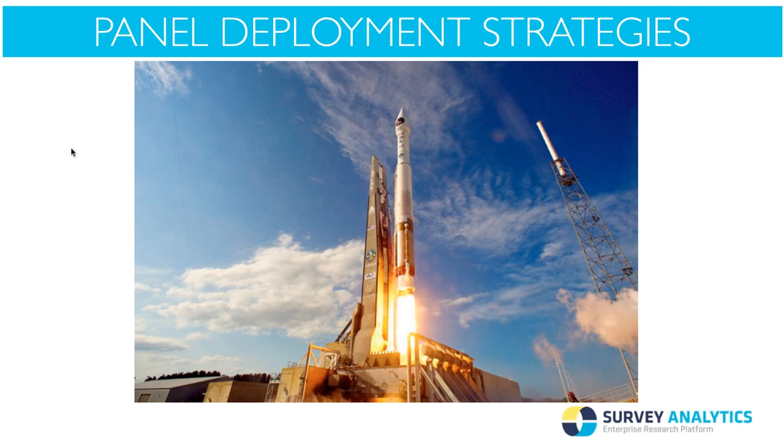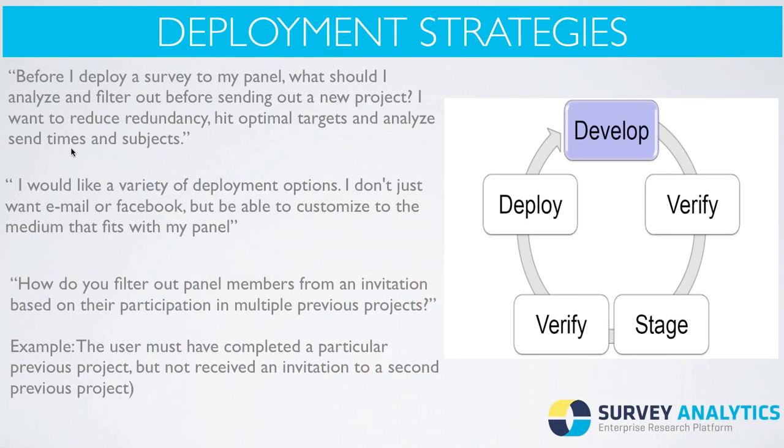So let's jump into panel deployment strategy questions. Excuse me. Before I deploy my panel, what should I analyze and filter out before sending a new project? I want to reduce redundancy, hit optimal targets, and analyze send times and subjects. One of the best things is to filter by your panel profile fields, your demographic fields. Be sure you're sending the survey to those who matter for a particular project.